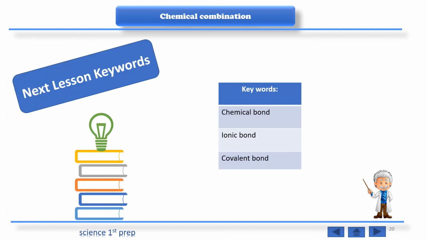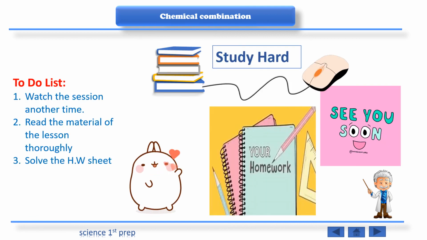We have the next lesson keywords. Repeat after me: chemical bond, ionic bond, covalent bond. And we have the to-do list: watch the session another time, read the material of the lesson, and solve the homework sheet.